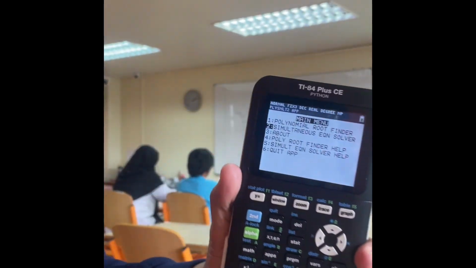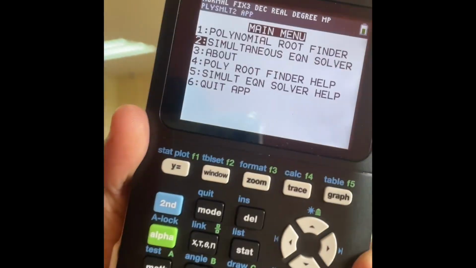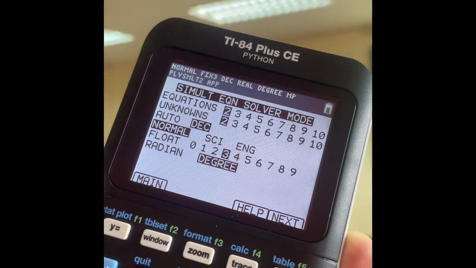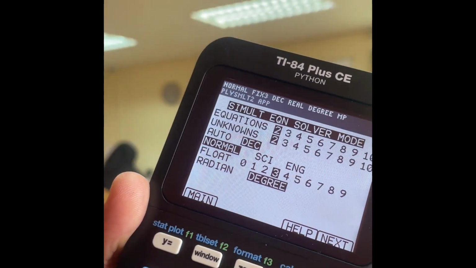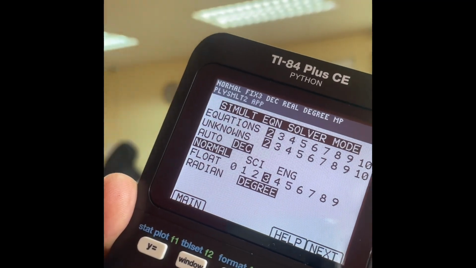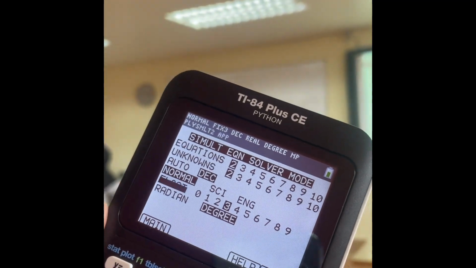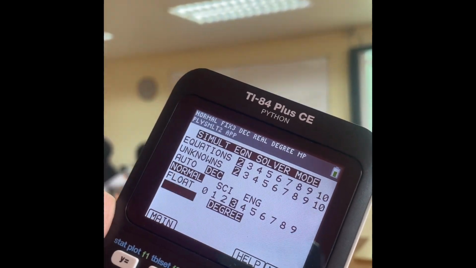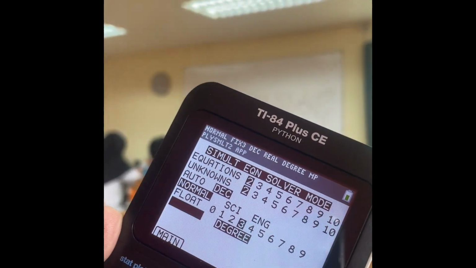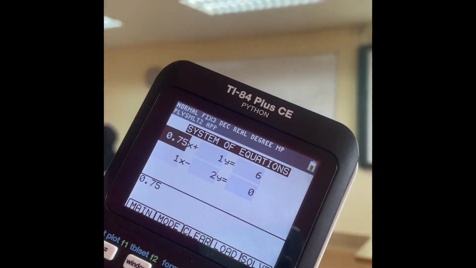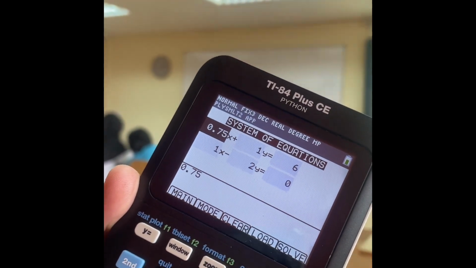So again we are back to simultaneous equations. Okay, then enter. We have again two equations, right? Two unknowns, and we need decimal values. Float means how many decimals you need. We need 3 if it is decimal. And next, you need to plug in the values. Equation number 1, 4, right?